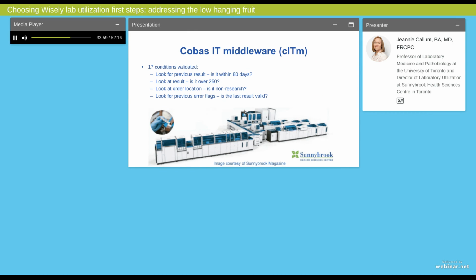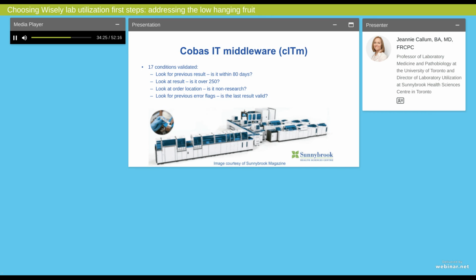And so just for an example, Paul had to put 17 different conditions on this. So, for example, the computer had to look and say, okay, was there a previous result? Was it within the last 80 days? Instead of doing 90 days, we gave them a little bit of wiggle room, and then we said 80 days. Was the test result normal? And for normal, we just put that at 250, which most of us would agree is okay.